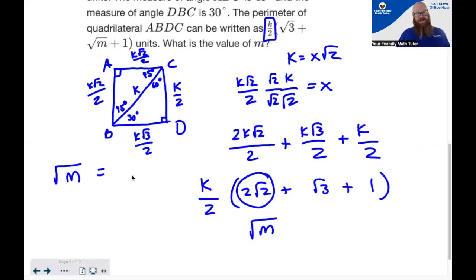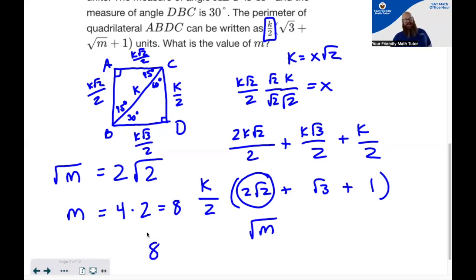I hope you recognize 2 root 2. You've probably done it a lot over the years. But if you don't, we'll square both sides. So m is, if I square this, squaring 2 gives me 4. Squaring root 2 gives me 2, and that equals 8. So the answer to the problem is 8. Again, if you simplify the square root of 8, that is 2 root 2. A lot of us, I'm sure, recognize that. You've probably had to simplify square root of 8 in various math classes a lot. So 2 root 2 is the square root of 8. But if you don't get it, just set them equal to each other.